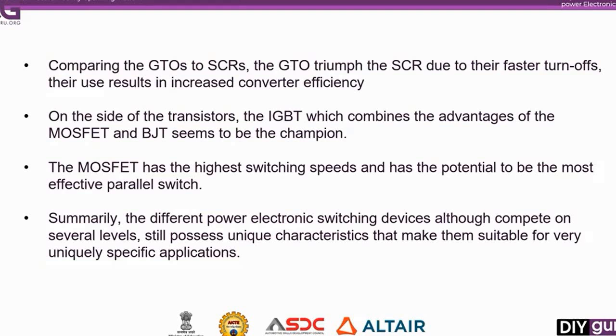Comparing GTO to SCR, the GTO triumphs over the SCR due to its faster turn-off. Their use results in increased converter efficiency. There is an elimination of the need for commutating components. There is also a reduction in electromagnetic and acoustic noise as a result of the elimination of chokes. GTOs also have a high on-state gain, a high ratio of peak surge current, and higher voltage blocking capabilities when you compare the GTO to the BJT.